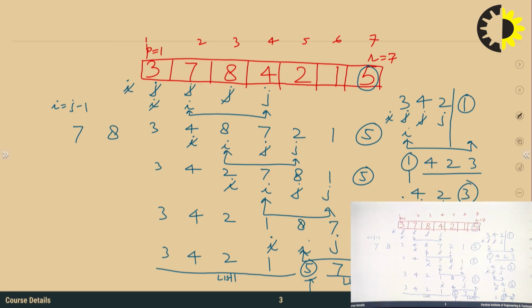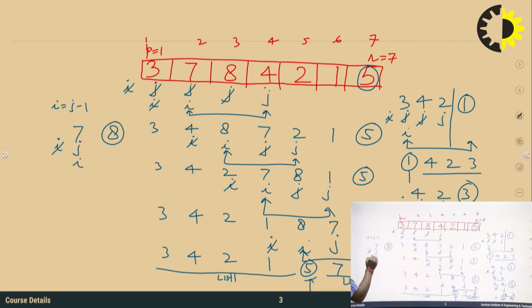Already sorted, but we will repeat the process. Again, we have taken the last element as a pivot element. This is j, and i is one position before j, that is i equals j minus 1. We are comparing 7 with 8. 7 is less than 8, then i equals i plus 1, and exchange the values of i and j. In this case, the values of i and j are the same, so 7 is replaced with 7.